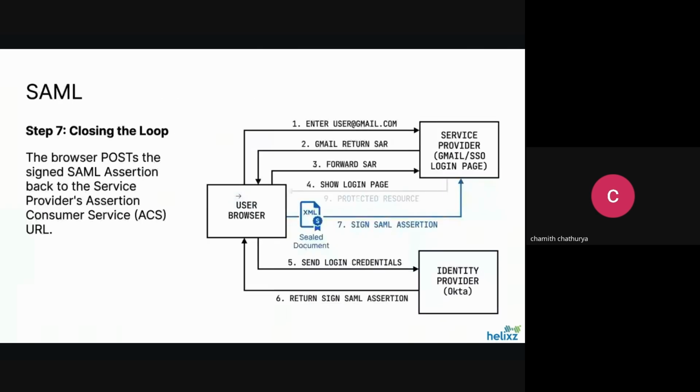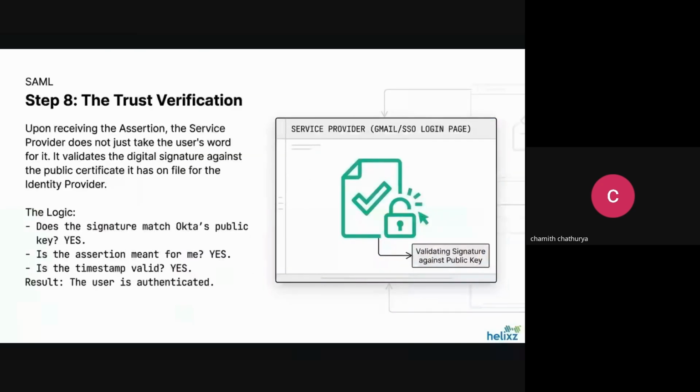Closing the loop. The browser forwards the signed SAML assertion back to the service provider's assertion consumer service. The trust verification. Upon receiving the assertion, the service provider does not just take the user's word for it. It validates the digital signature against the public certificate on file for the identity provider.